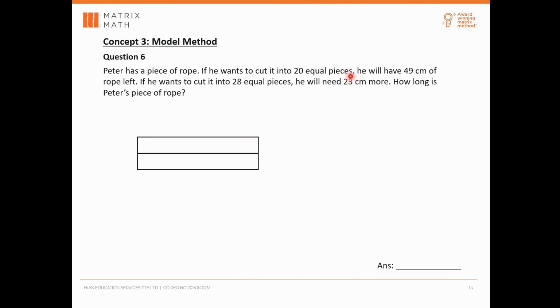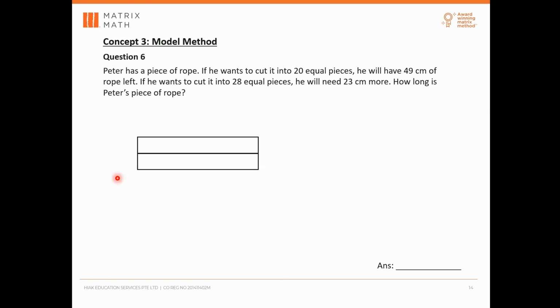So again, this is 20 equal pieces, not like groups of 20. There's just 20. So there's no groups involved. We use model method. Okay, this represents the total length that he had at first. In the first scenario, if he wants to cut it into 20 equal pieces, he will have 49 cm left. So this 49 cm, do I add on or do I cut out? So the question to us is, is 49 part of his original length, or is it not part of the original? Is it an extra?